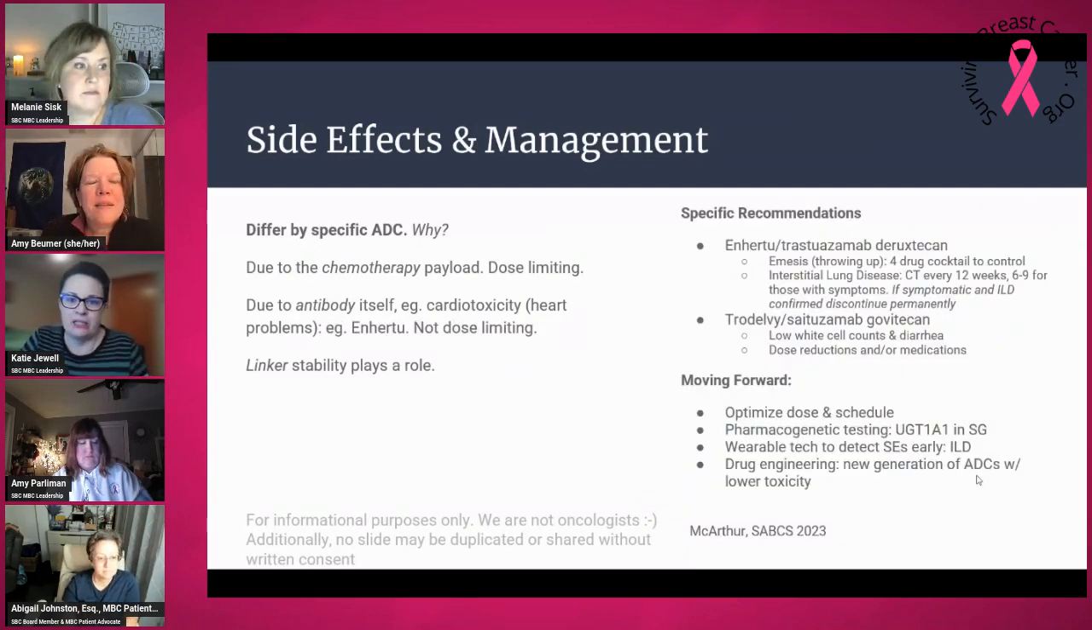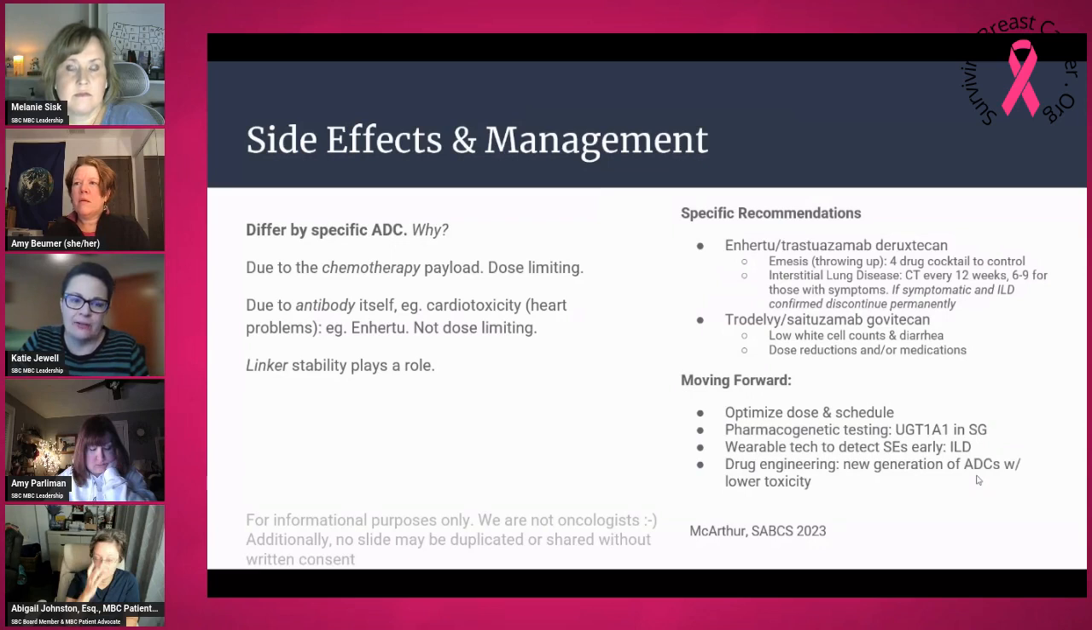This talks about some specific recommendations for the ADCs that are currently on the market. Enhertu can have a lot of nausea and vomiting. So it's very common to receive a 3 or 4 drug cocktail as pre-medicine before you get your Enhertu infusion to help control those side effects. And there are additionally drugs that can be taken on the days after treatment to help with those side effects as well.